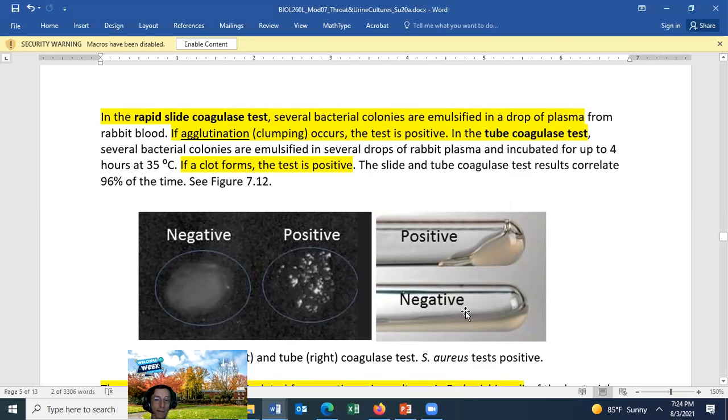You can also have a tube of serum, and you put the organism in the serum. If the organism does not produce the enzyme coagulase, the serum will stay liquid, and that's why when you slant it, the serum runs. Or if the organism is coagulase positive, the coagulase will clump the serum, forming the clot, and you'll see it like that. So this is coagulase positive.